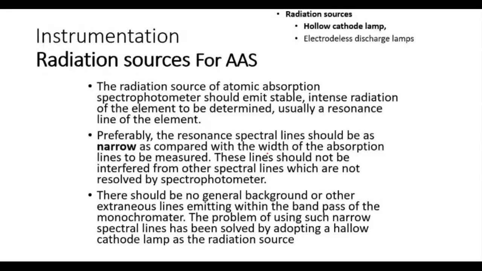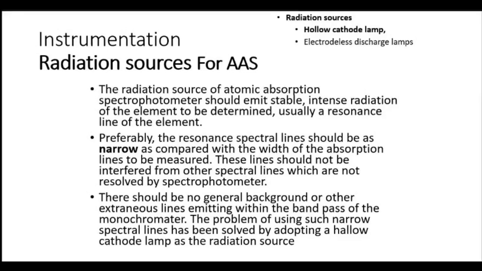The radiation source of an atomic absorption spectrophotometer should emit stable, intense radiation of the element to be determined, usually the resonance line of the element. We have seen the spectra of sodium. If you want to analyze sodium, the electromagnetic radiation source should contain sodium. Only in that case will that source be able to emit the lines which will be absorbed by the analyte. If you want to analyze copper, the source should also be made up of copper. Then only when the copper is heated or given energy in the radiation source will it emit only those wavelengths which will be absorbed by the analyte atoms in the flame. I hope you understand this point.